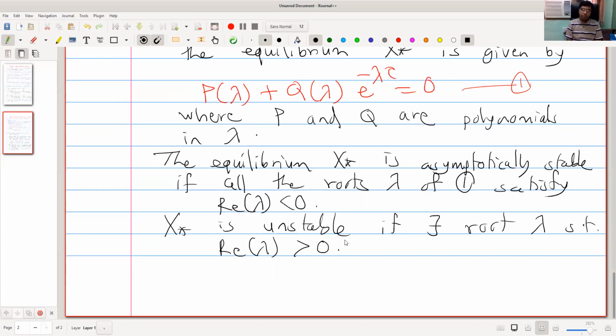As in the earlier case, we assume that this lambda is a complex number u plus iv. And on the boundary of the stability region, we should have lambda equal to iv, meaning the real part of lambda is 0. Real part negative means stable, real part positive means unstable. So at the boundary, the real part equals 0. So we put lambda equal to iv, substitute in equation 1, and try to use geometry. Okay, so let us see.